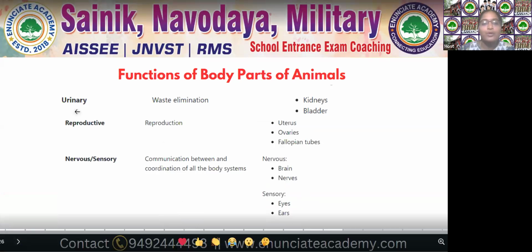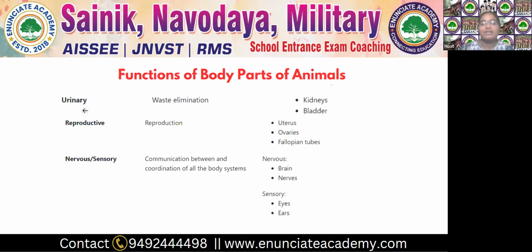Now we learn about the urinary system. What is the primary function of the urinary system? In the urinary system, it is the elimination of waste. We defecate and pass urine with the help of the urinary system. We eliminate our waste with the help of the urinary system.